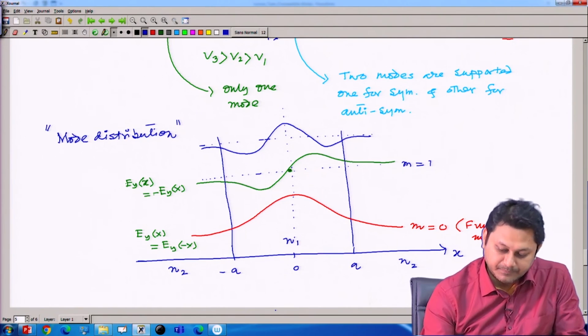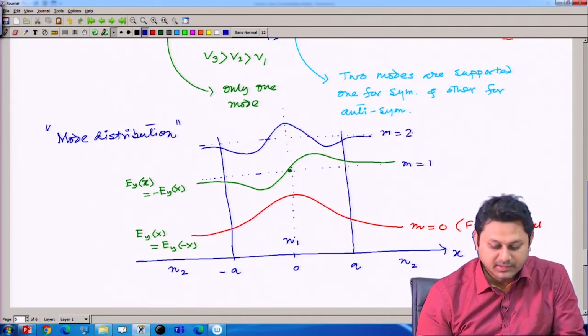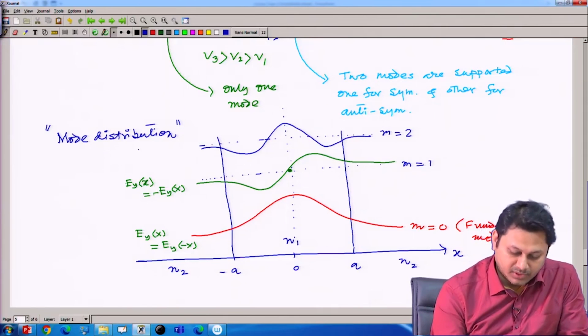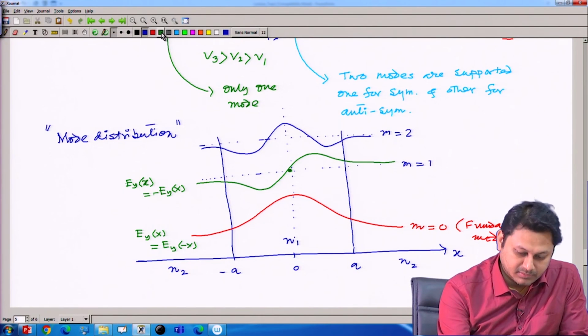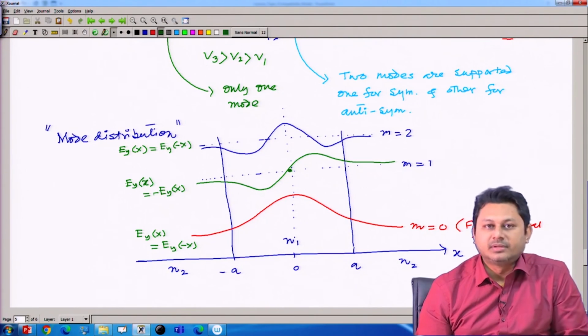So, this is for m equal to 2, and you can see here also it is symmetric over x. So, here also the condition E y of x is equal to E y of minus x holds. So, I have this one.